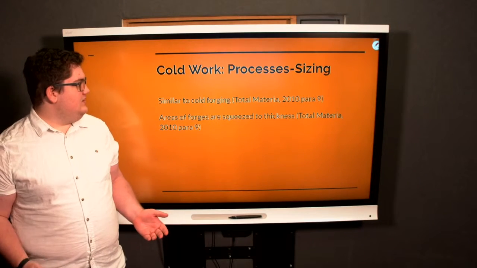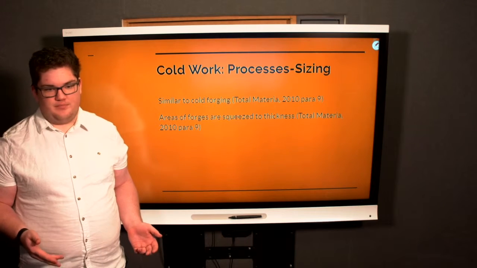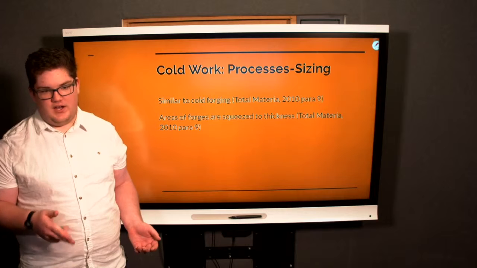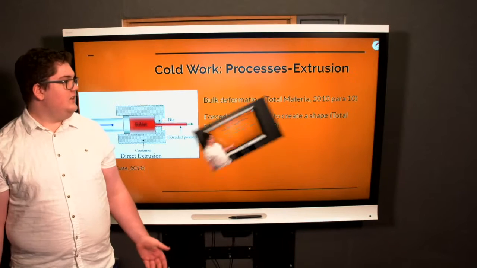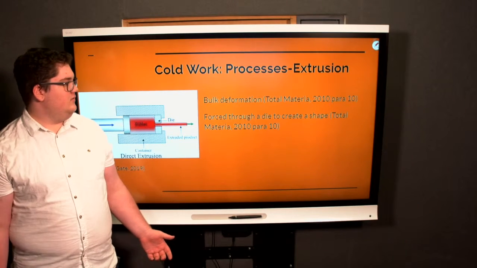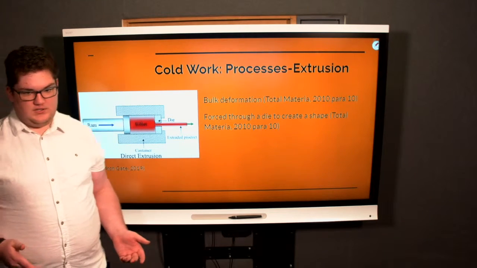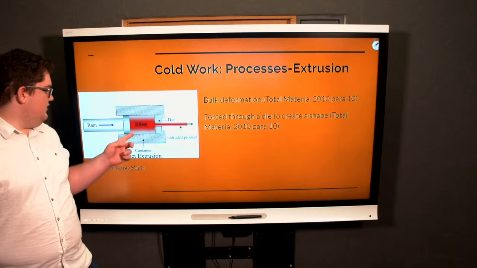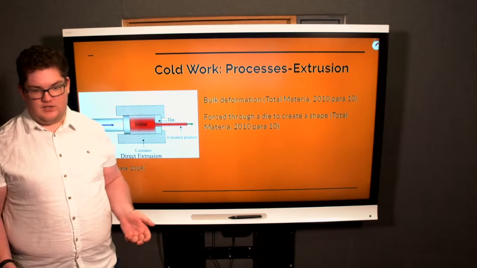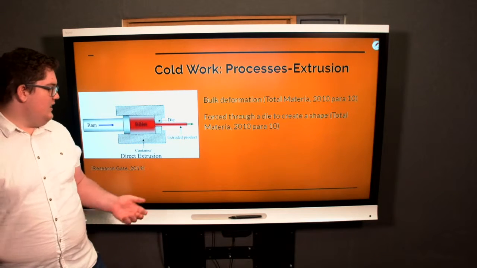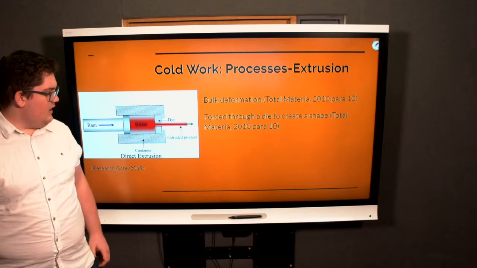Sizing is another process of cold working, similar to cold forging, where the metal is squeezed through a die and becomes the desired thickness that we require. Another method of cold working is extrusion, where the metal is usually in a cylindrical shape and is forced into the billet, as you can see here, and it goes through a die which is in the desired shape that we require, and it becomes that desired shape.